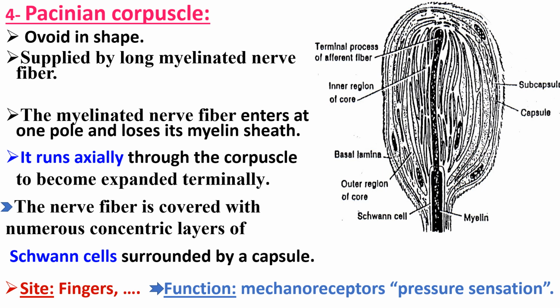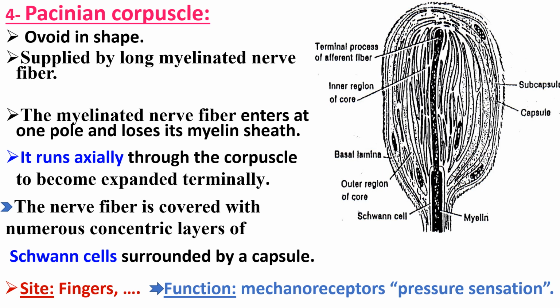The fourth type of capsulated nerve ending is the Pacinian corpuscle. It is also oval in shape like the Meissner corpuscle, but it is supplied by a long myelinated nerve fiber.